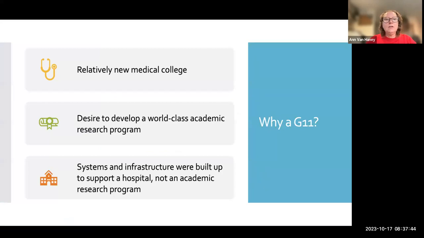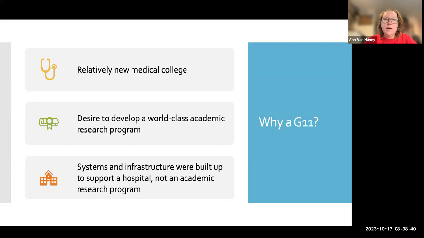So going back, why did we choose to implement a G11 at Aga Khan University? It's a relatively new medical college. The medical college itself was founded in the early 2000s, and they wanted to develop a world-class academic research program. And it's important to remember again, this was founded as a community hospital in the 1950s. And so the different systems for human resources, for purchasing, for funds management, and legal compliance, they were all set up to support a community hospital, not an academic research center. So trying to fit something like an NIH award into that paradigm wasn't working as effectively as it could.